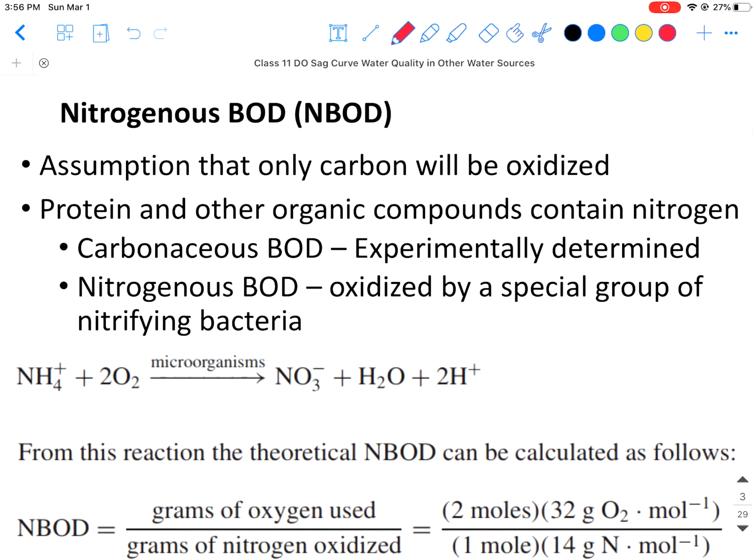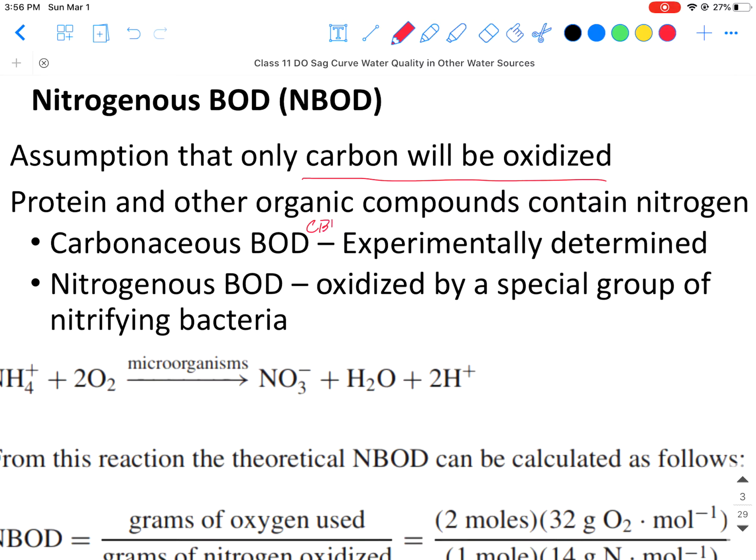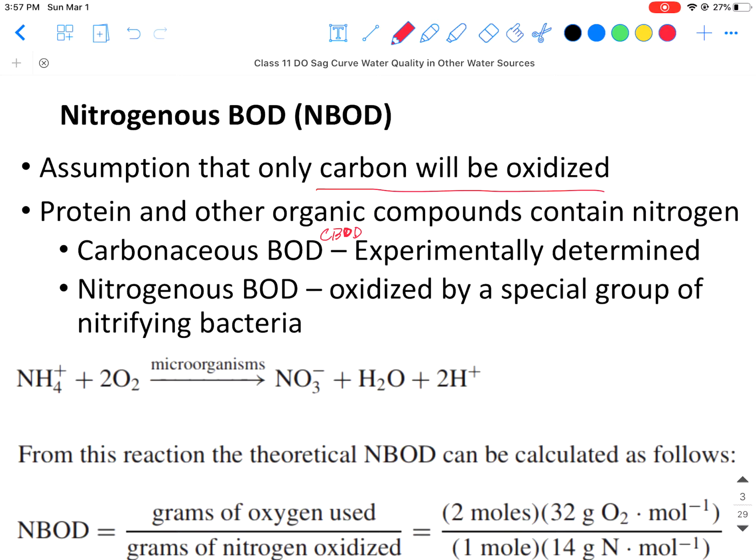So in the last class, we basically assumed that only the carbons or the hydrocarbons are going to get oxidized. But actually, in wastewater, there can be a lot of nitrogen-containing species, for example proteins, and a lot of consumer products also contain these nitrogen species. Therefore, we further divide the BOD into carbonaceous BOD, the CBOD that we learned about in our last class and can experimentally determine from the wastewater, and also nitrogenous BOD, which is NBOD.